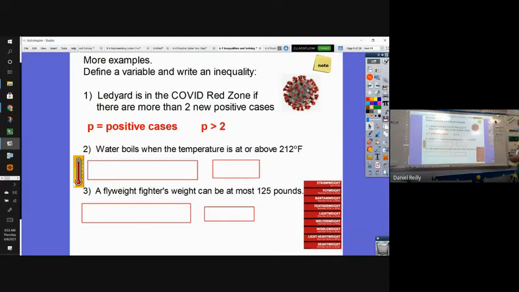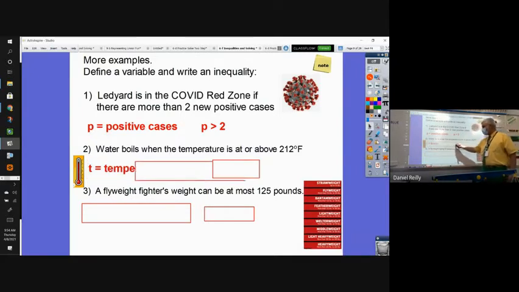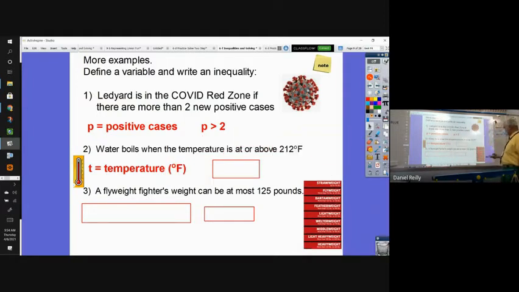Okay, next one. Water boils when the temperature is at or above 212 degrees F. What is the variable definition for this one? Let's see if someone new can participate here. James. T equals temperature, says James. That's what I have. Except if you stop there, you will lose a half a point. Is it Kelvin, Celsius, or Fahrenheit? Fahrenheit. There are units associated with this one, so you have to include the units when you define the variable.